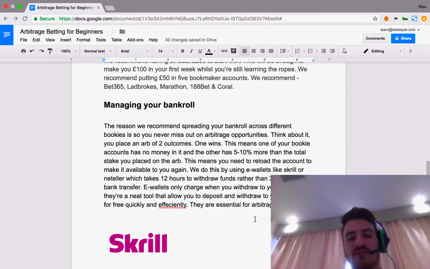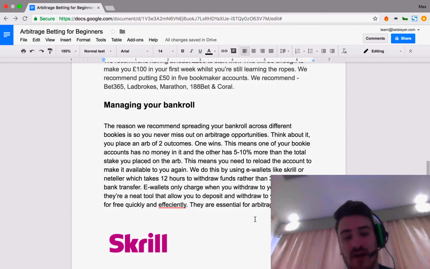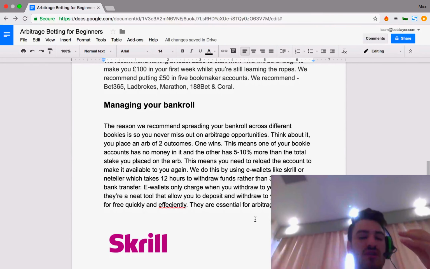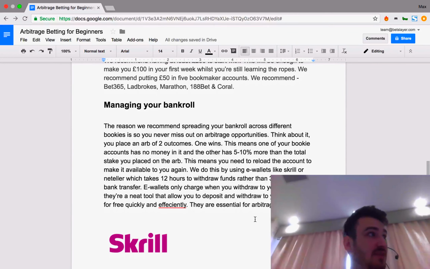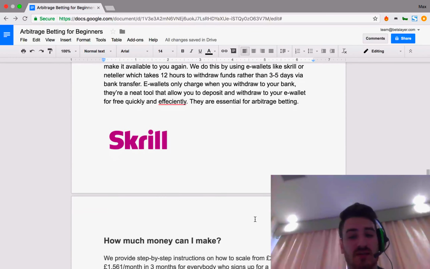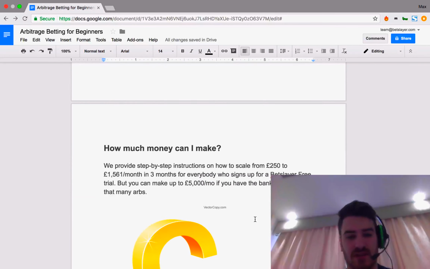We do this by Skrill or Neteller or PayPal because instead of it taking 3 to 5 days via bank transfer, it only takes 12 hours. That makes managing things much easier. It's very efficient. E-wallets are essential for arbitrage betting. Otherwise, it wouldn't be as open to beginners as it is currently.